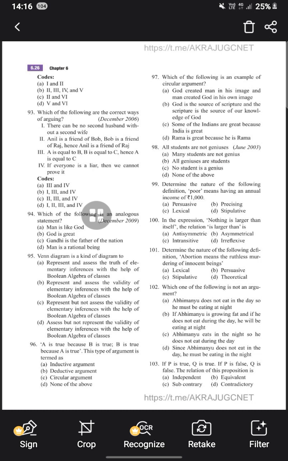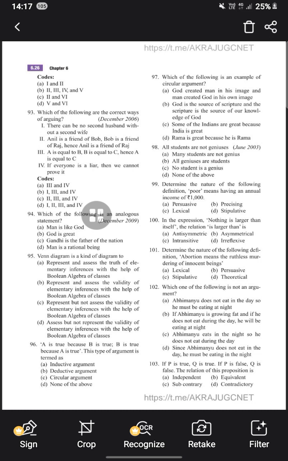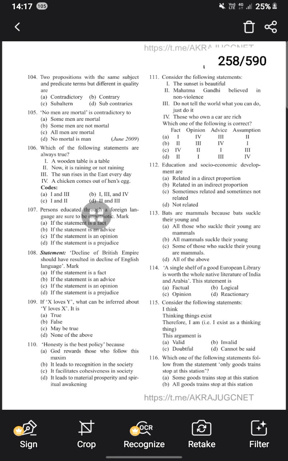Which of the following is not an argument? 102 is: if Abhimanyu is growing fat and if he does not eat during the day, he will be eating at the night. Okay, P is true, Q is true, P is false, Q is false. 103 is C, that is subcontrary. Two propositions with the same subject and predicate term but different in quality, 104 is D.